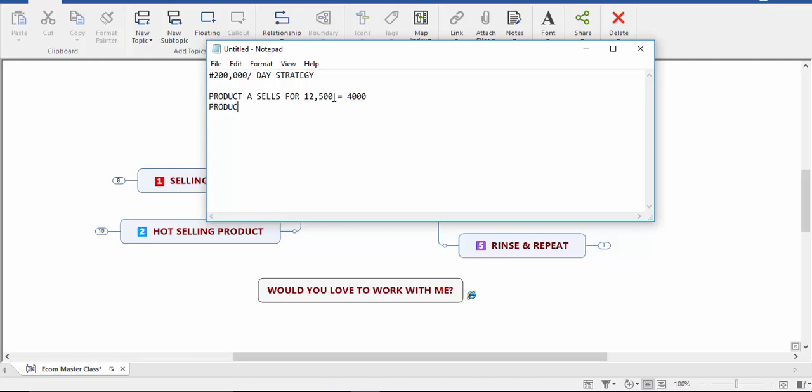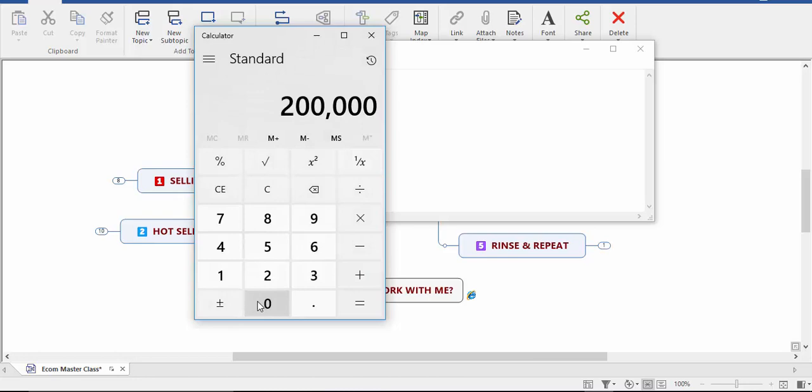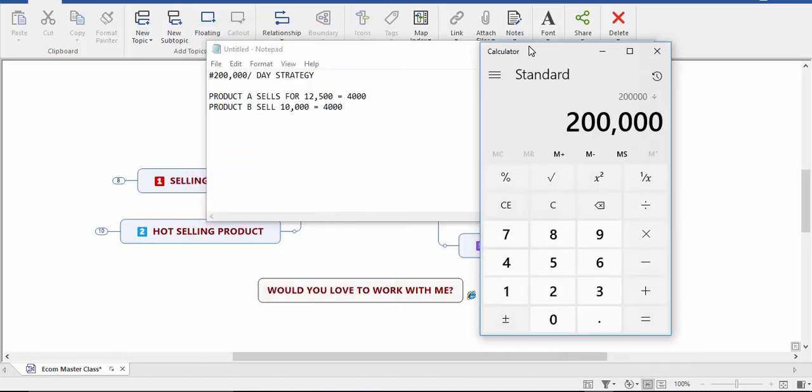The same thing with product B. It sells for 10,000 naira with a profit margin of 4,000 naira. Now, how many units of product A do you need to sell to get a profit of 200,000? Let's do this math. 200,000 divided by the profit per unit, that's 4,000 naira. That means you need to sell 50 of product A or product B to make 200,000 naira on a daily basis.